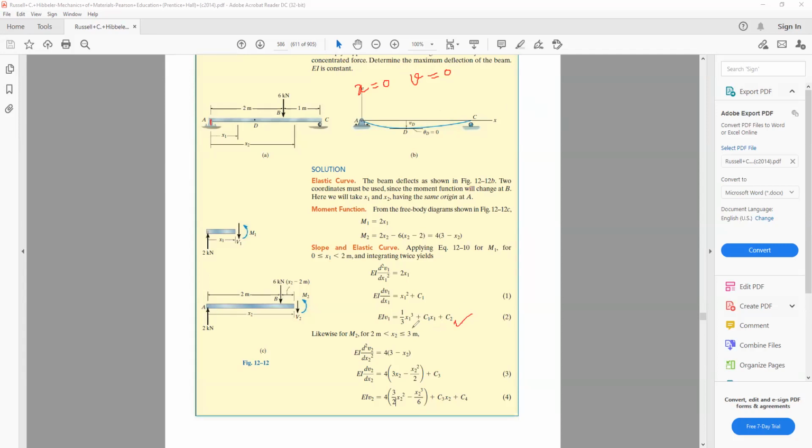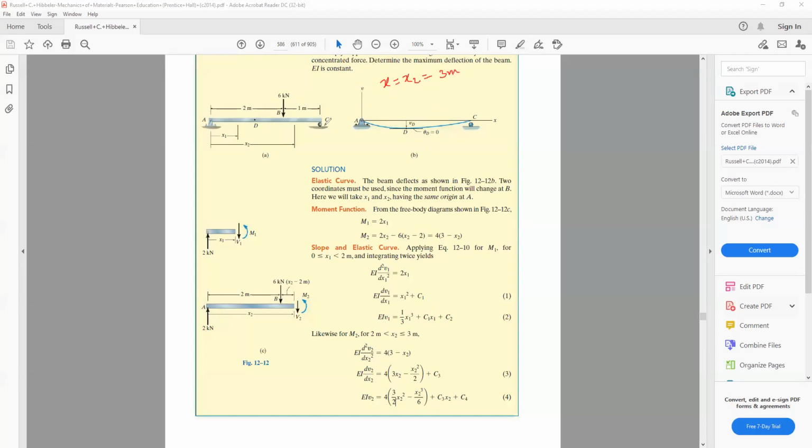Once we substitute the value of x1 equal to 0, this term becomes 0, and the left hand side is also 0. So we'll get deflection nu1 is 0 at x1 equal to 0, this term will become 0, this term will become 0. Therefore, our C2 becomes equal to 0. So we don't have to make use of C2 over here. Okay, that's one thing. Number two boundary condition is that at x2 equal to 3 meter.